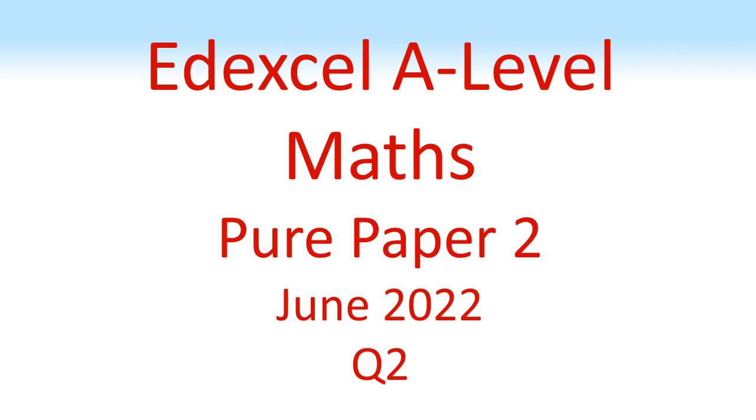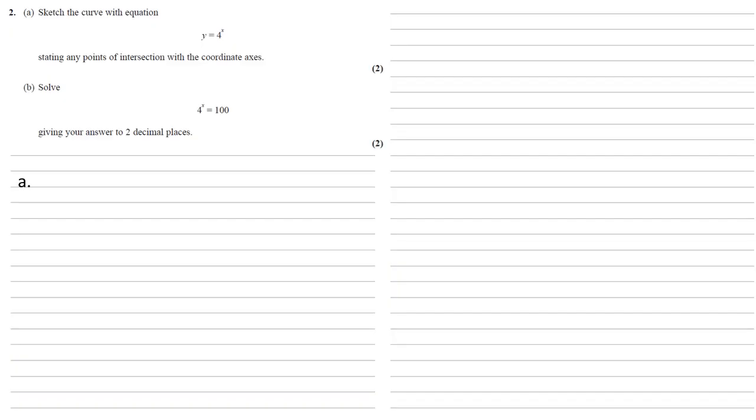Edexcel A-Level Maths, Pure Paper 2, June 2022, Question 2. For part A, we need to sketch the curve with equation y equals 4 to the power of x, stating any points of intersection with the coordinate axes.